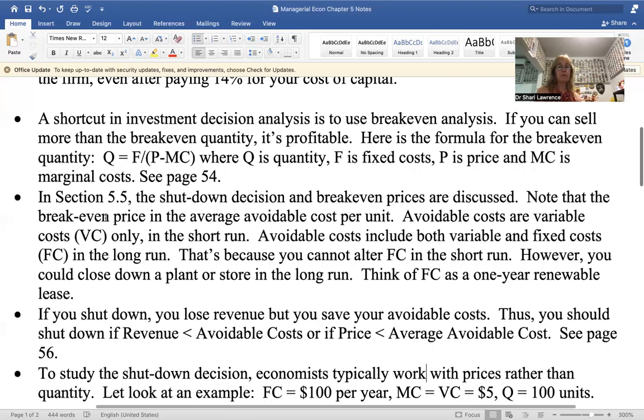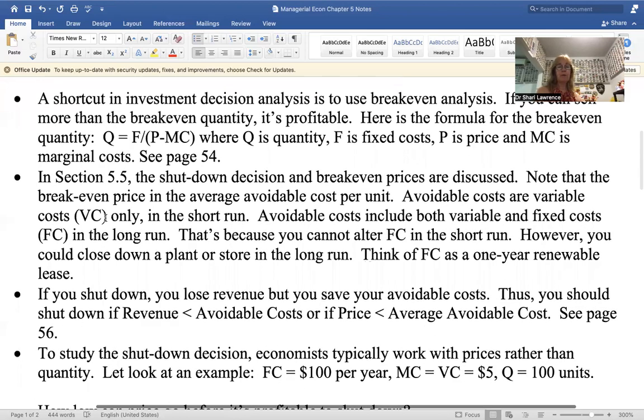Now, in section 5.5, they talk about what if a company has to make a decision if they're not profitable: when should they shut down? In other words, at what price should they actually cease operations? We just looked at the break-even price, but when should they shut down? It's called a shutdown decision. Okay, so this deals with the avoidable costs.